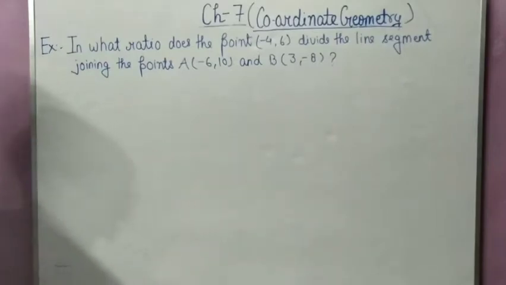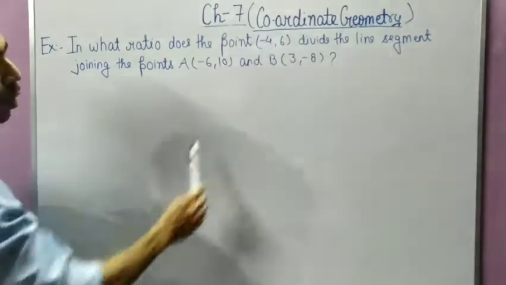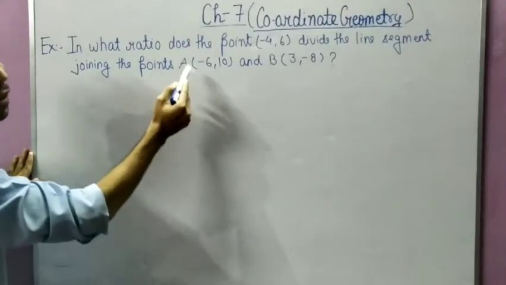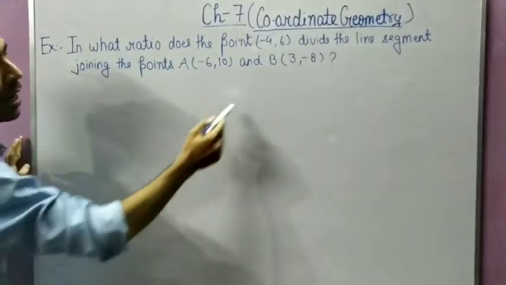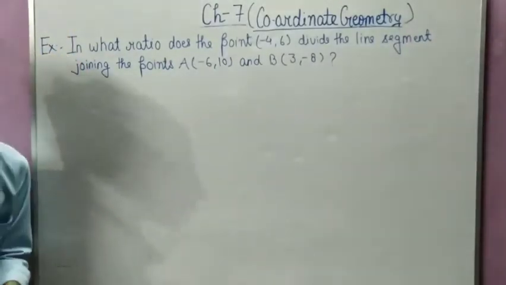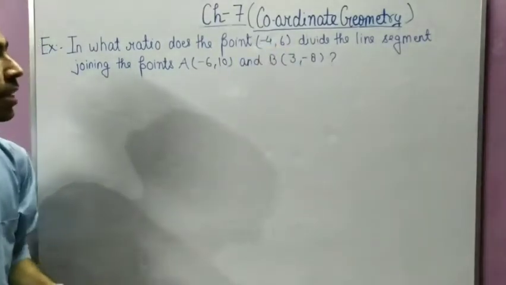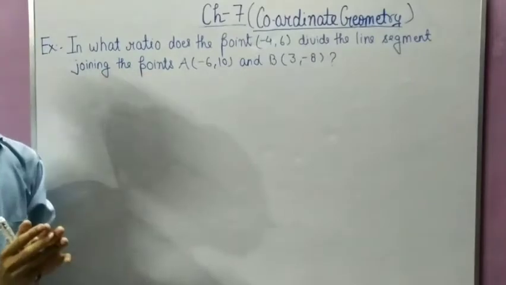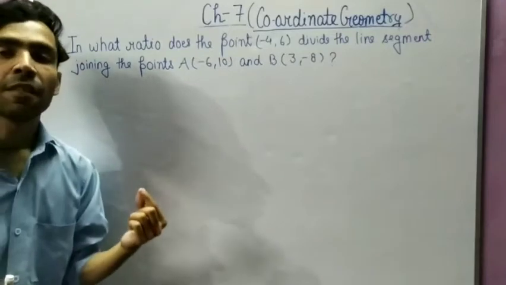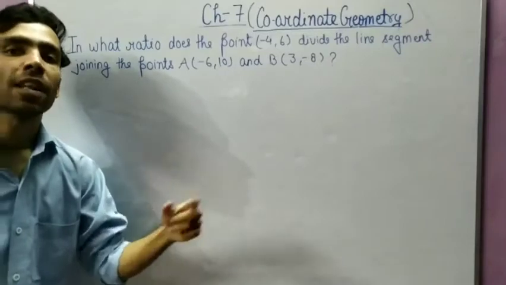Now, in what ratio does the point (-4, 6) divide the line segment joining the points A, whose coordinate is (-6, 10), and B, whose coordinate is (3, -8)? मतलब, there is a point (-4, 6), and it divides a line segment formed with the help of A and B. So in this case, we have to find in what ratio the particular point will divide the given line segment.